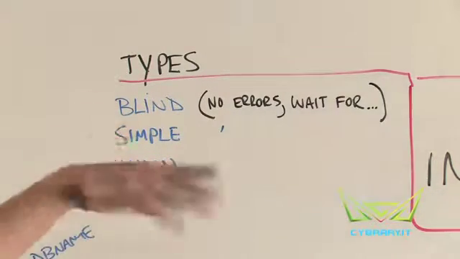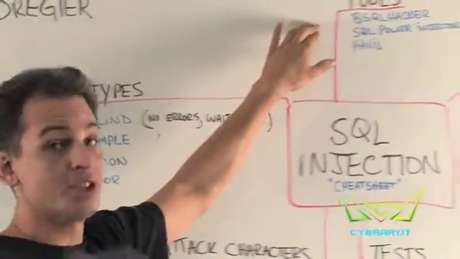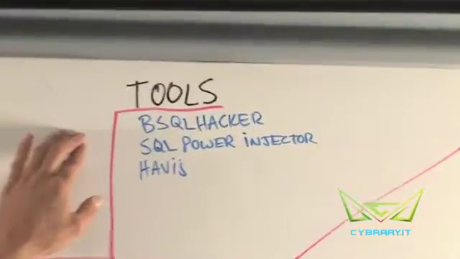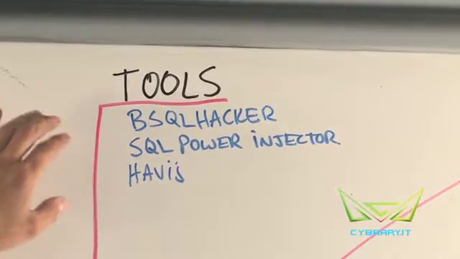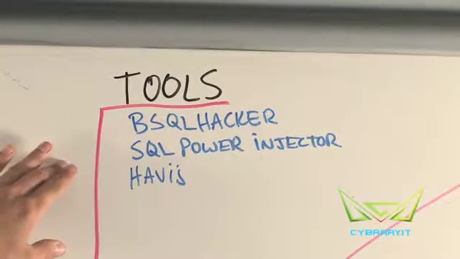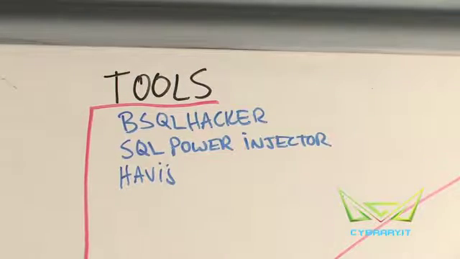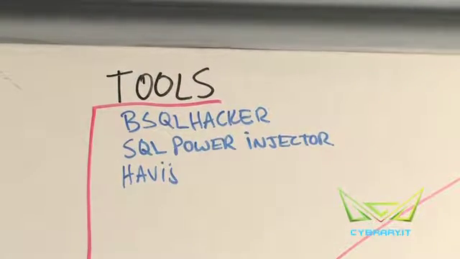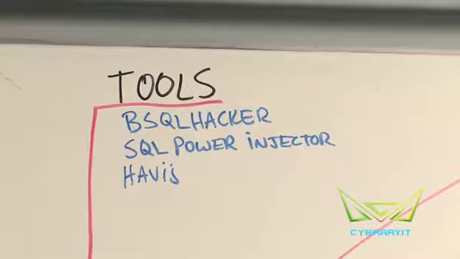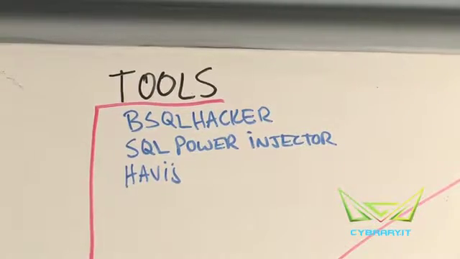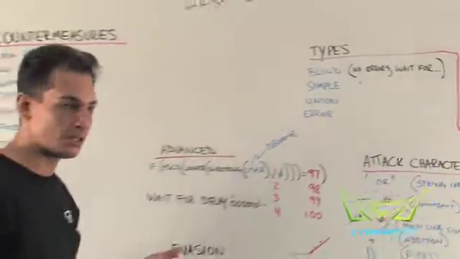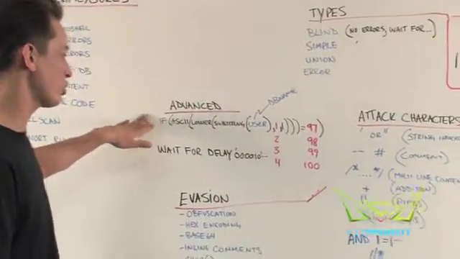Before we go into the advanced stuff, let's hit the tools. SQL injection got really easy in the last couple of years because of tools like BSQL Hacker or SQL Power Injector or Havij or a variety of the other tools that are on the BackTrack or Kali operating systems. All right, so let's start taking apart some of the basics of advanced SQL injection.